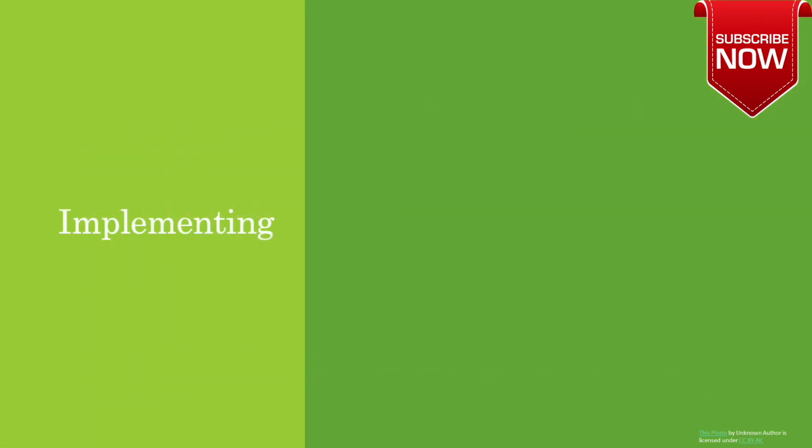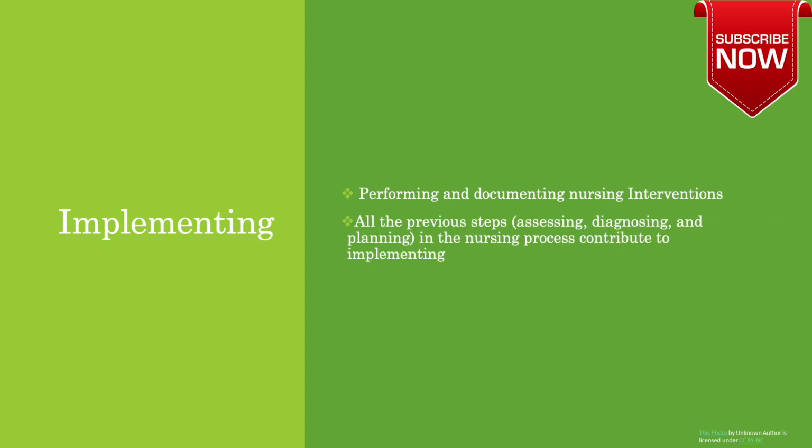So the chapter begins with implementing. Implementing is performing and documenting nursing interventions. So your interventions is what you do as the nurse. It can be giving an injection, administering medications, performing an assessment, elevating the patient's leg. It's whatever you decide to do as the nurse. And all the previous steps in the nursing process contribute to implementing.